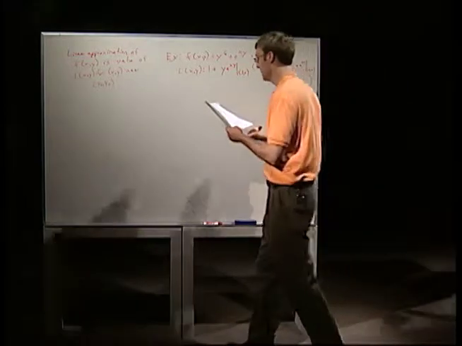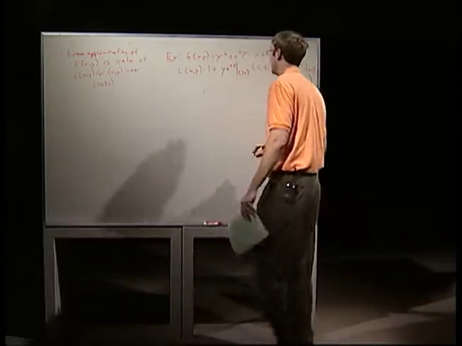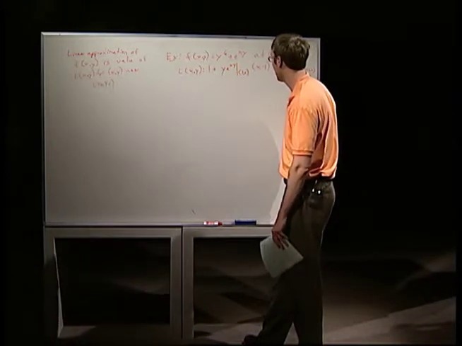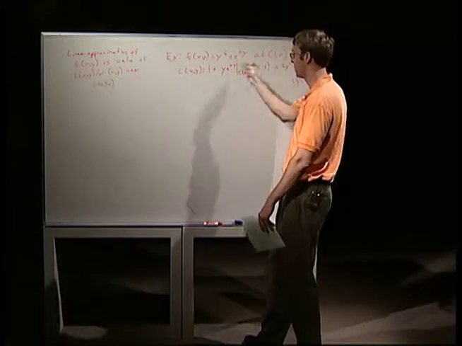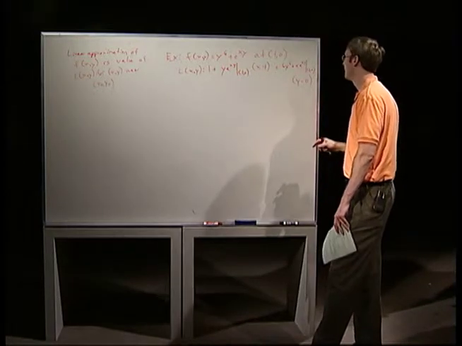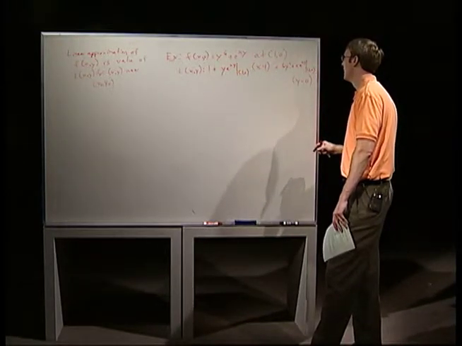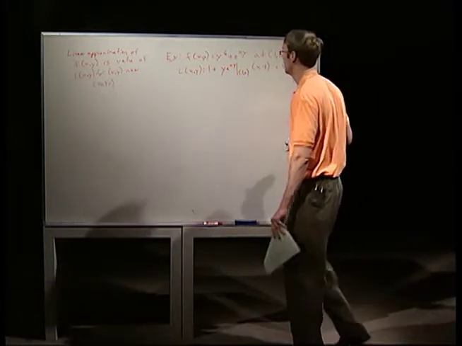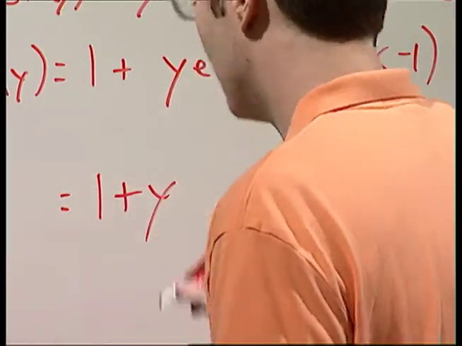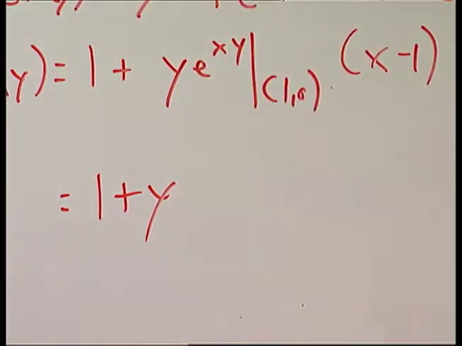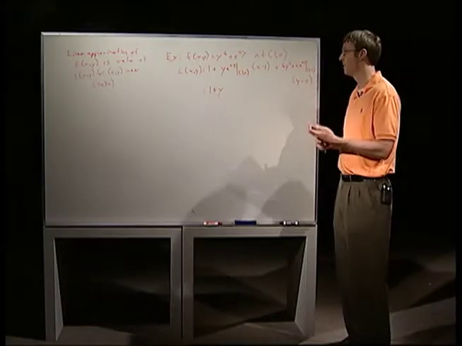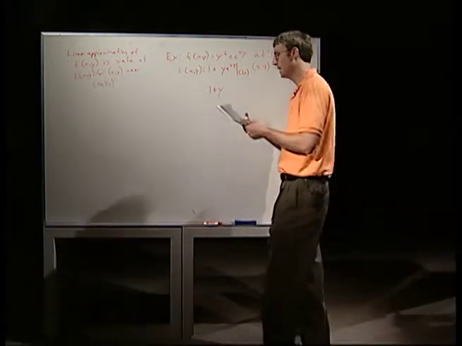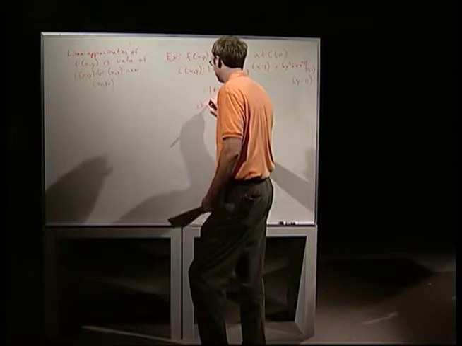If you crank this out, this winds up giving you 0, so this whole term is gone. And this winds up giving you 1 times e to the 0, which is 1. So really we wind up with 1 plus y. Pretty nice linear approximation, very straightforward. But it is still a function of x and y, just x is able to range free. Okay, so now let's pick a point.